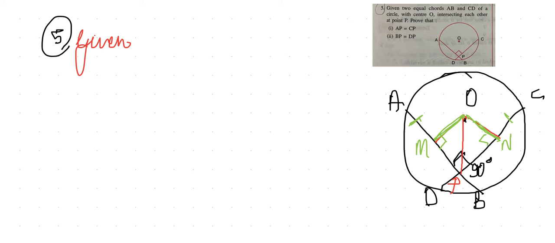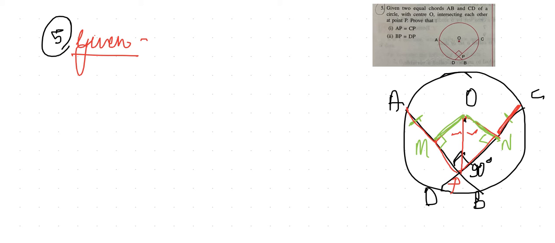So I'll be proving, children, that AM is equal to CN, and then I'll be left with MP and PN. So how can I prove both of them equal? I can prove both of them equal by proving these two small triangles congruent. If these two small triangles OMP and ONP are proven congruent, then clearly by CPCT MP will be equal to PN, and then we can just add up both of them to get our required answer. Okay, so this is the algorithm which we are going to follow.